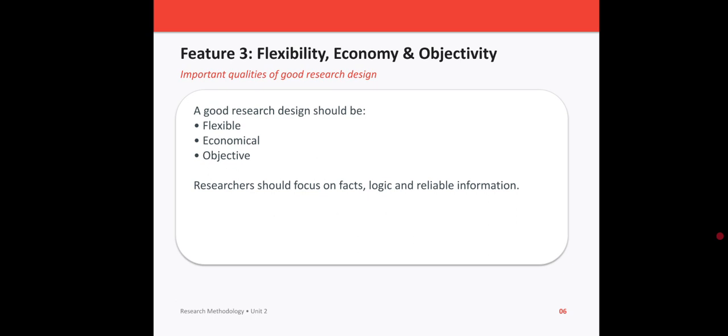Now let us understand the economy. A good research design should save time, cost and effort. For example, using an online survey instead of expensive field surveys. Now students, another important feature is objectivity. Research should be free from personal bias, and researchers should focus on facts, logic and evidence. For example, giving equal importance to all customer opinions.